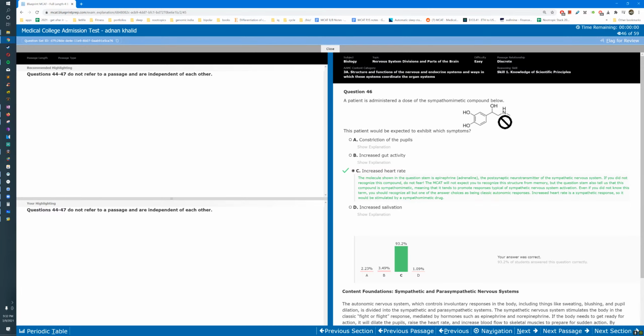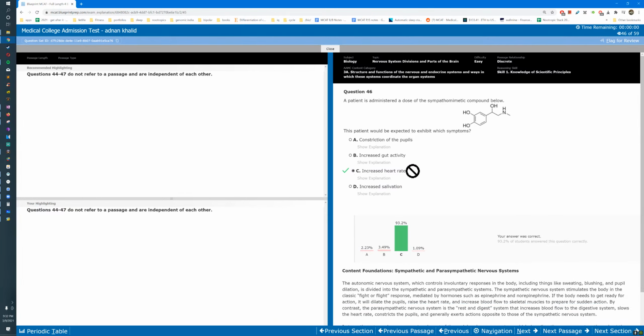You know what? I didn't even look at that when I answered this. All I looked at was constriction of the pupils happens when the parasympathetic nervous system is activated. Increased gut activity, parasympathetic nervous system. Increased salivation, parasympathetic. Increased heart rate, sympathetic. This is like the third or fourth question that you can answer simply based on what is different.